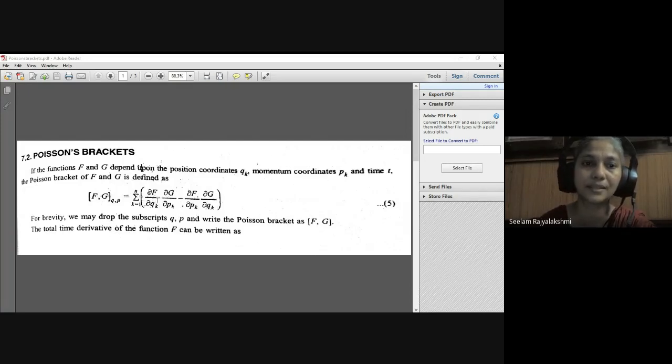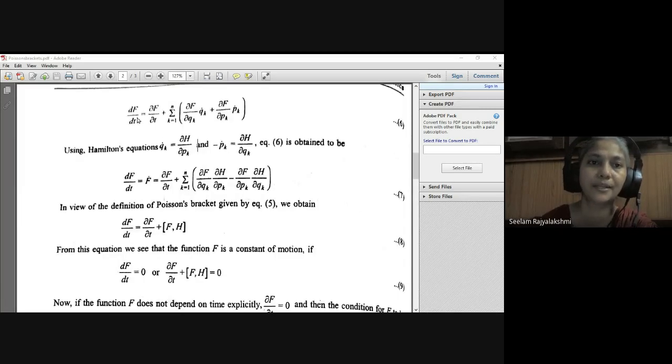Here these two functions f and g depend upon the position coordinates and momentum coordinates qk and pk. So we may drop these subscripts and write the Poisson bracket as {f, g}. The total time derivative of the function f can be written as df/dt, which is equal to ∂f/∂t plus the sum over k from 1 to n of ∂f/∂qk q̇k plus ∂f/∂pk ṗk.